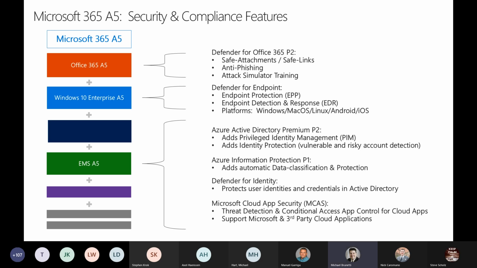Next, we have Defender for Identity. This is protecting user identities and credentials in Active Directory. So this is where, by simply adding an agent to your domain controller, we're looking for attacks against identity. There are about 30 or so known attacks, I think, at last check, and we can alert based on those attacks that we've seen.